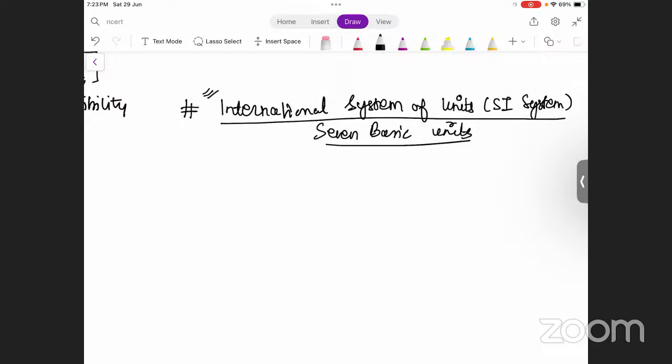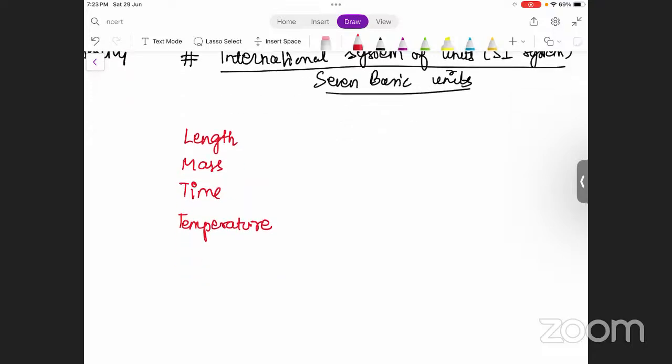So what are the 7 base quantities? We have length, mass, time, temperature, electric current, and amount of substance.